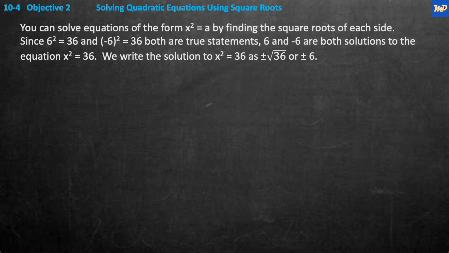Okay, it says you can solve equations of the form x squared equals a by finding the square root of each side. Since 6 squared is equal to 36 and -6 squared is equal to 36, both are true statements. 6 and -6 are both solutions to the equation x squared equals 36. We write the solutions to x squared equals 36 as either plus or minus the square root of 36 or plus or minus 6.